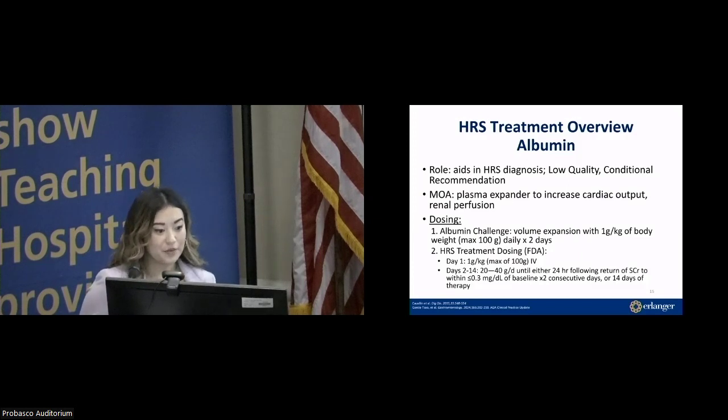As I review this specifically for staffing pharmacists, whenever we do see an albumin order in the queue, it's important to note whether it is albumin being used for diagnosis in the albumin challenge or for treatment, in which it would be given alongside another agent. In albumin challenge, we would typically give a volume expansion of 1 gram per kg of body weight with a 100 gram max for 2 days, and withdrawal of diuretic.